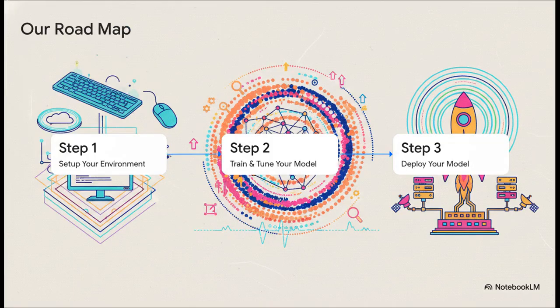So here's our roadmap. It's 3 simple steps. First, we set up our workspace in the cloud. Second, we train our model, and super importantly, we tune it to get the best possible performance. And finally, that last mile, we deploy it as a live endpoint. So let's dive into step 1.